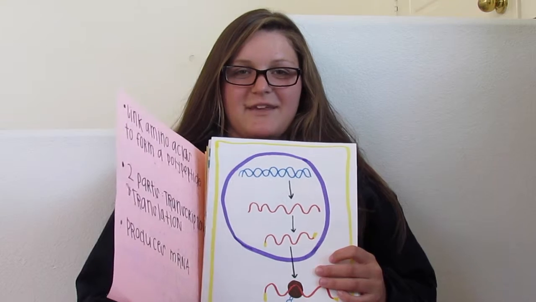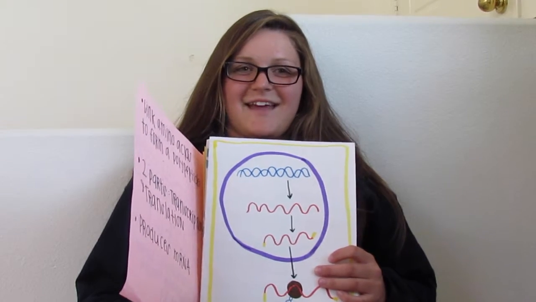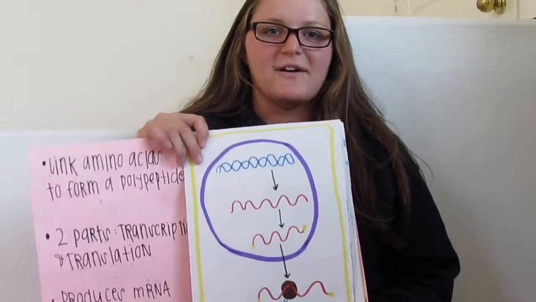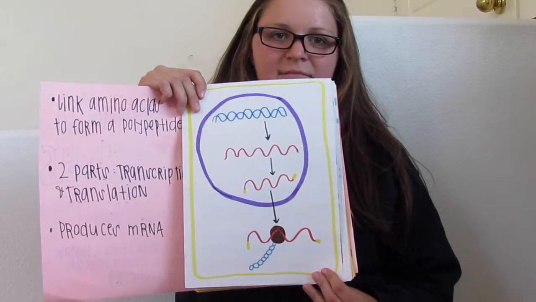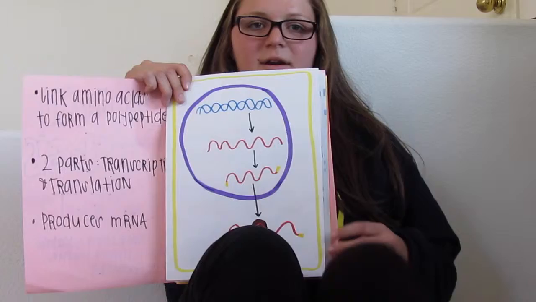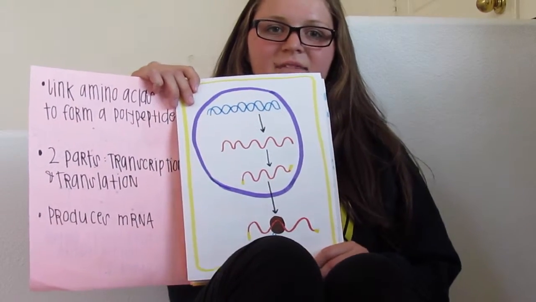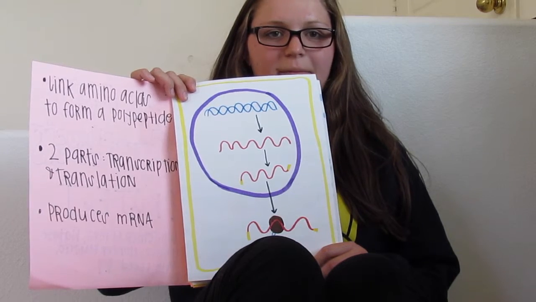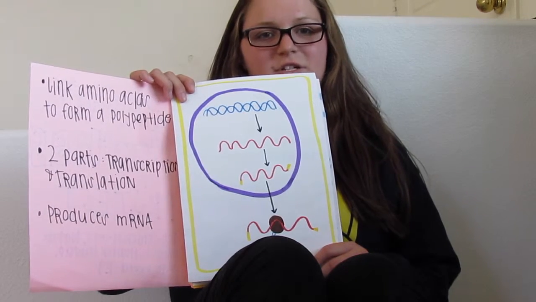Synthesis is the process of linking amino acids together to form a polypeptide. Transcription is the synthesis of RNA under the direction of DNA, and it produces mRNA, which is messenger RNA. That takes place in the nucleus. Translation is the actual synthesis of the polypeptide, which occurs under the direction of mRNA.